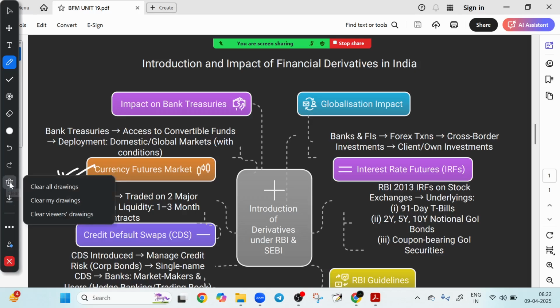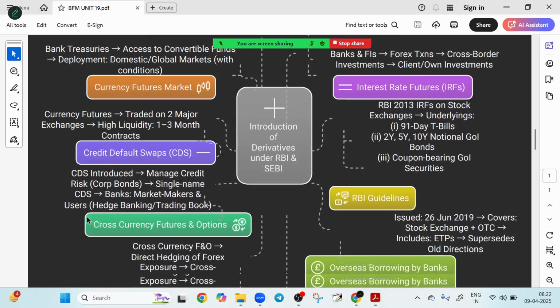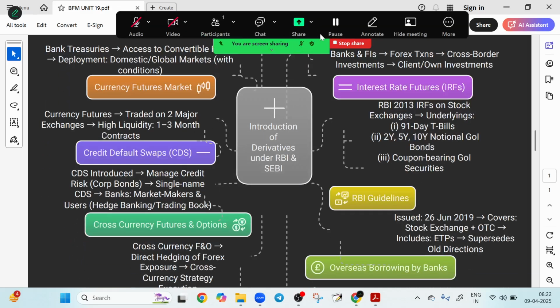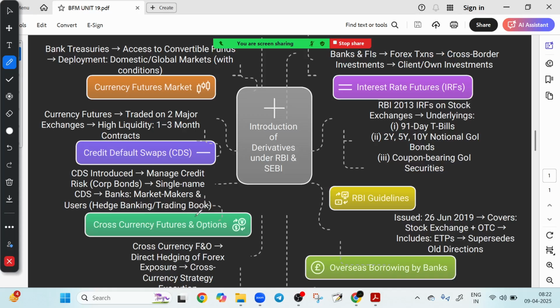Then we have something called CDS. What is CDS? Credit default swap. Basically, it was introduced to manage the credit risk in corporate bonds. Remember why it was introduced? To manage the credit risk in corporate bonds. And CDS is a very powerful instrument. Banks act both as market makers as well as users, hedging through their banking or trading book. It's like insurance for your bond portfolio. So you can call this CDS insurance.